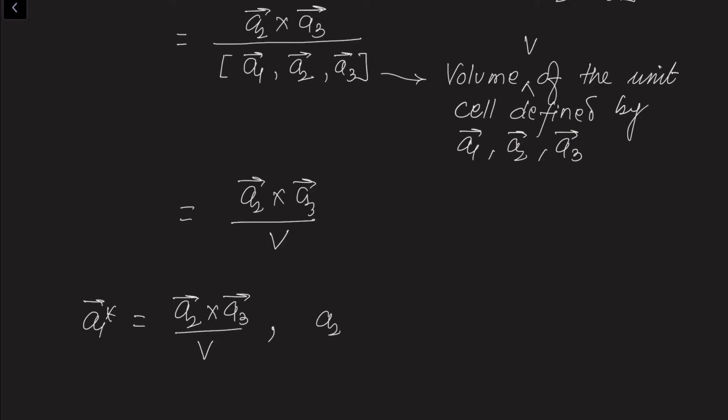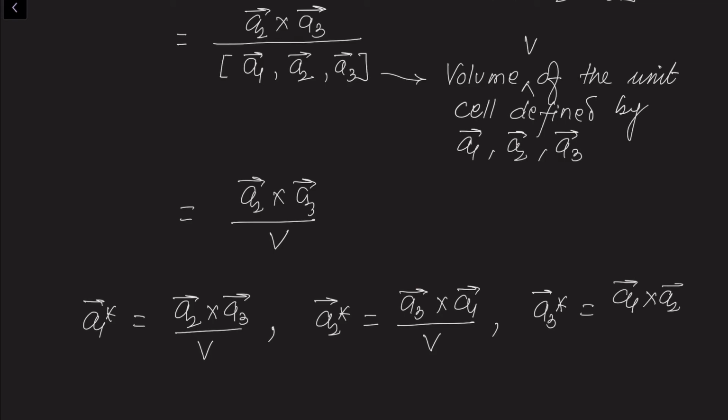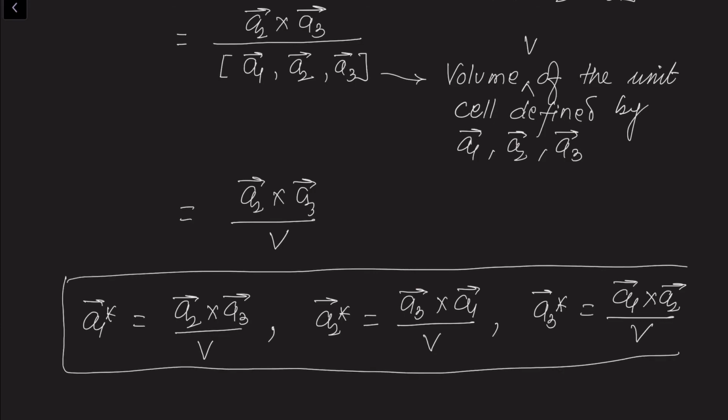Similarly, by exactly similar argument, A2 star can be shown to be A3 cross A1 by V and A3 star as A1 cross A2 by V. So we have now found a constructive algorithm of how to construct A1 star, A2 star and A3 star.